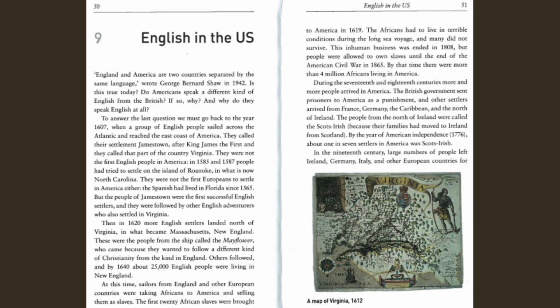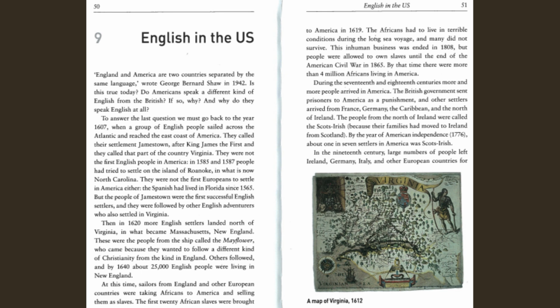During the 17th and 18th centuries, more and more people arrived in America. The British government sent prisoners to America as a punishment, and other settlers arrived from France, Germany, the Caribbean, and the north of Ireland. The people from the north of Ireland were called the Scots-Irish, because their families had moved to Ireland from Scotland. By the year of American independence, 1776, about 1 in 7 settlers in America was Scots-Irish.